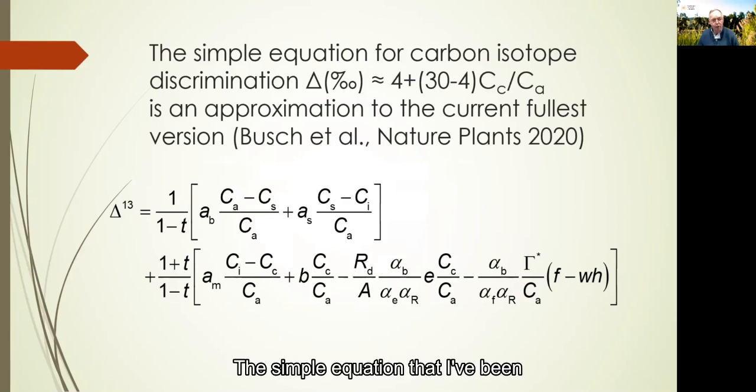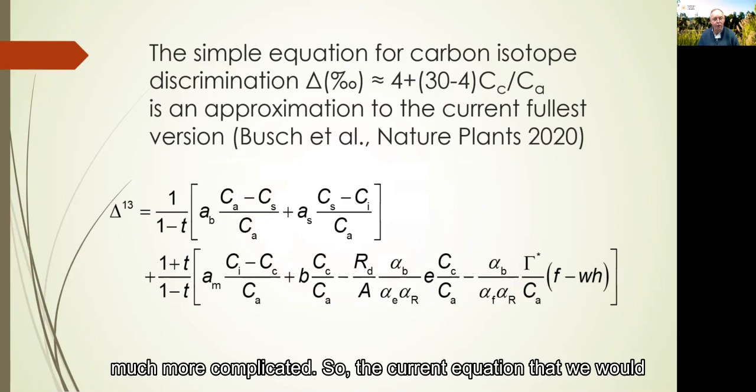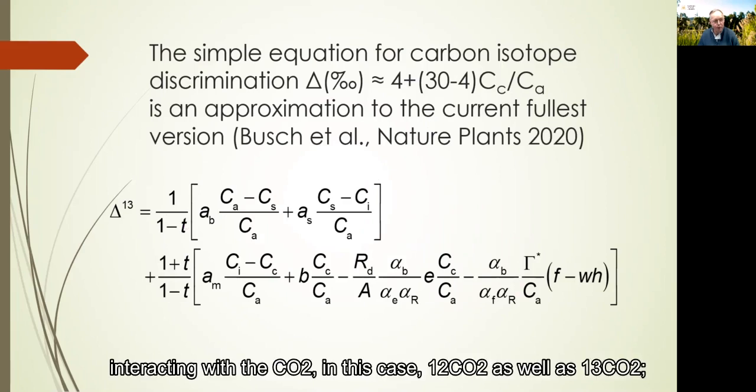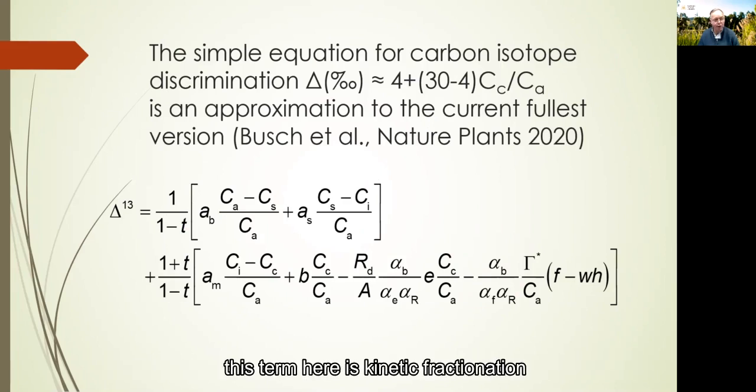The simple equation that I've been discussing thus far with two numbers is obviously just an approximation to what is really much more complicated. So the current equation that we would use for detailed studies would involve ternary effects. This is the effect of water interacting with CO2, in this case 12CO2 as well as 13CO2.